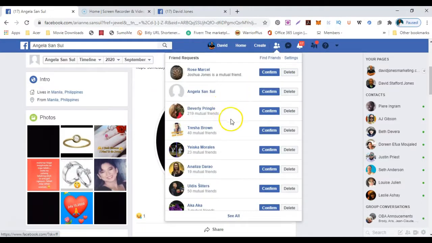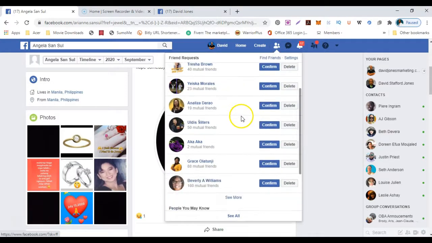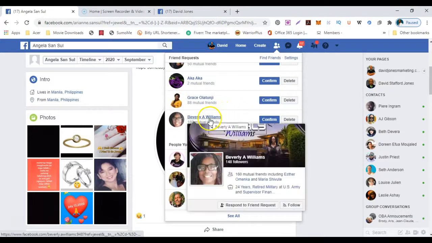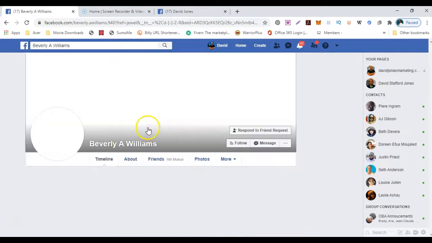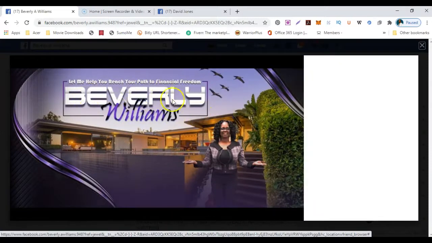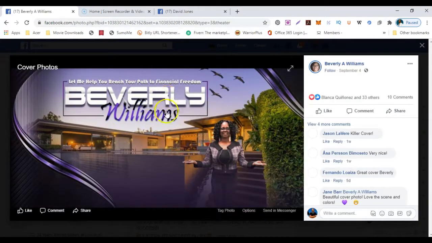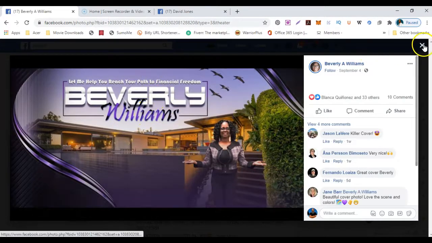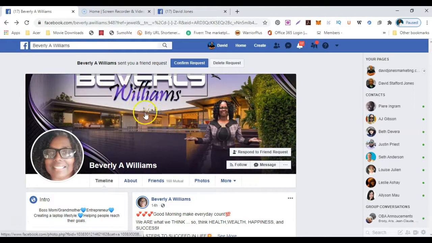Let me see if I can find someone else, someone that will be okay. Let's look at Beverly Williams. Now Beverly has sent me a friend request, and she doesn't have her banner properly positioned, so we're not seeing all that we need to see, but we can see what it looks like just by clicking the banner, and it will take us to what her photo looks like. So you see what her banner photo looks like. It looks really nice, but the letters should come down a little more so that we can see it when it's posted, so it doesn't look like this.